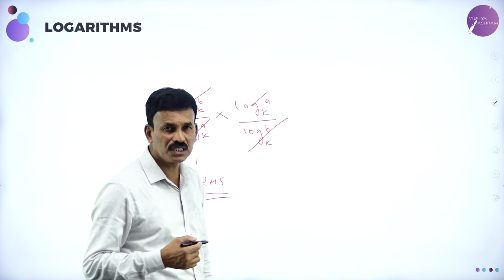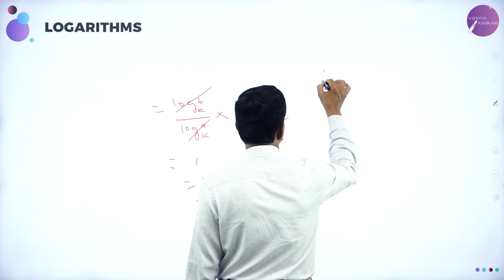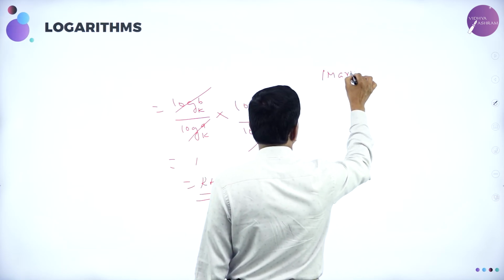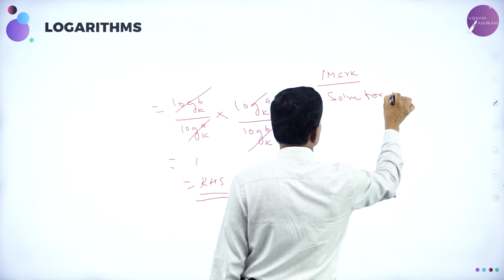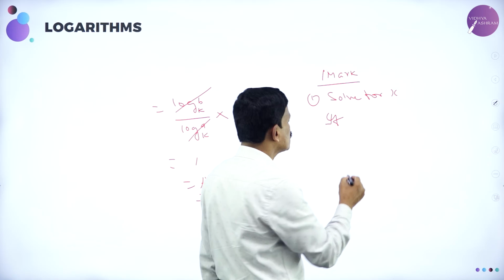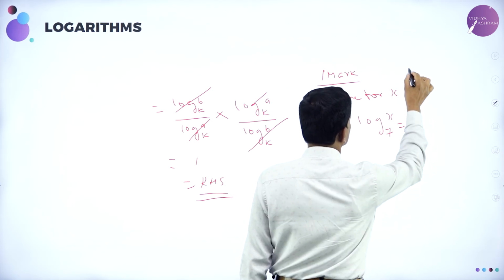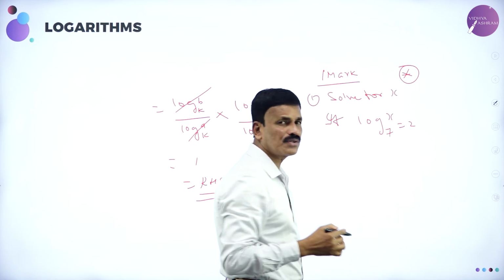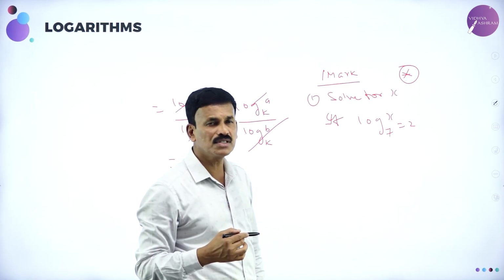Now, these are all for 3 marks questions. Suppose if they ask for 1 mark, let us take a one mark question. 1 mark question will be like this. They will ask: solve for x if log x to base 7 is equal to 2. This is an important problem for 1 mark. If the problem is like this, solve for x if log x to base 7 is equal to 2.